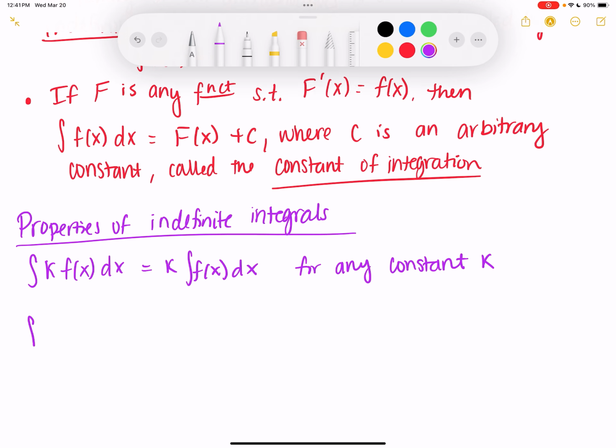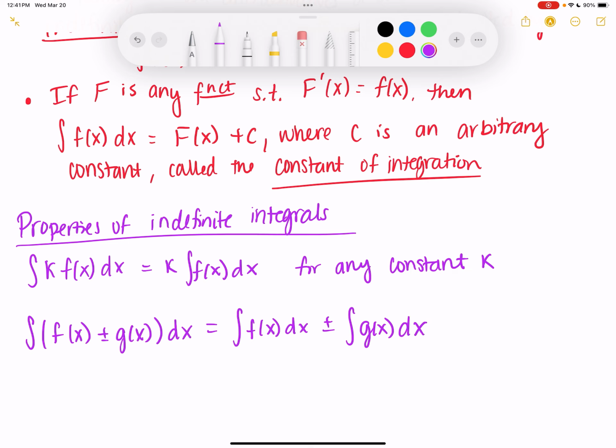Then I have the integral of f of x plus or minus g of x dx is equal to the integral of f of x dx plus or minus the integral of g of x dx. So that's just the same thing where we can split them up into two pieces if there's things being added together.